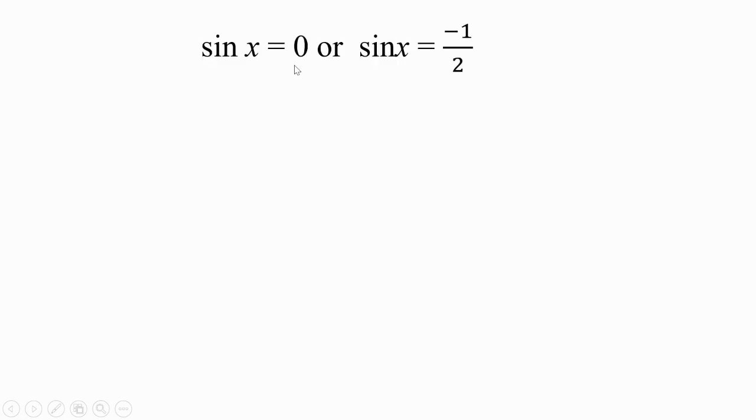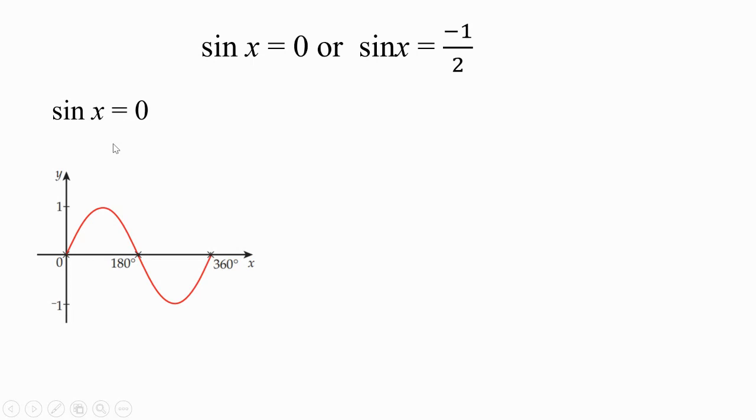Let's deal with that. Sine of x equals 0 and sine of x equals negative 1/2. We have to solve them separately. Solving this one here on the left, which is sine of x equals 0, this is the sine curve. We want to know where it's equal to 0. So you can see it's going to be 0, 180, and 360 over the 360 degrees. So there are three answers: 0, 180, 360.